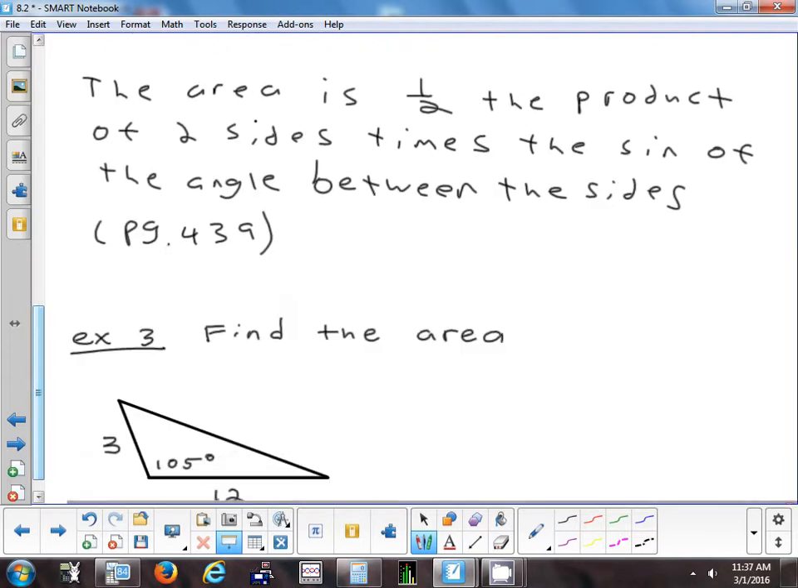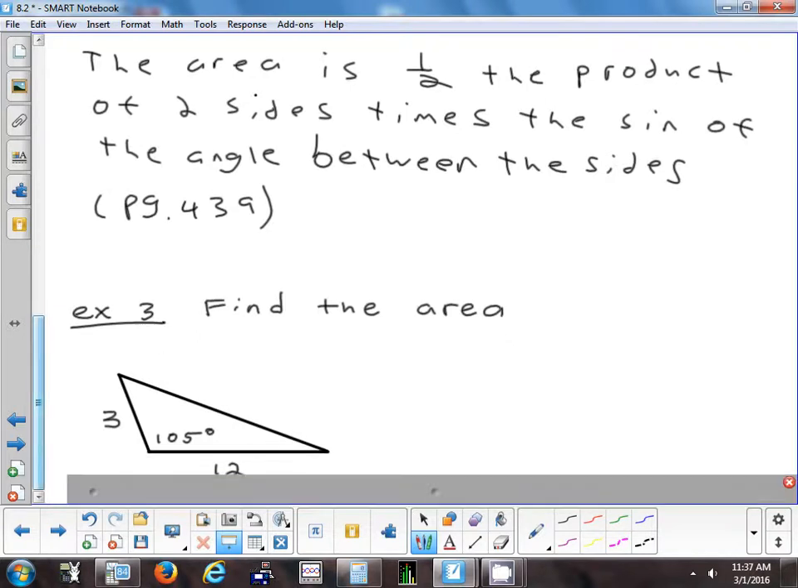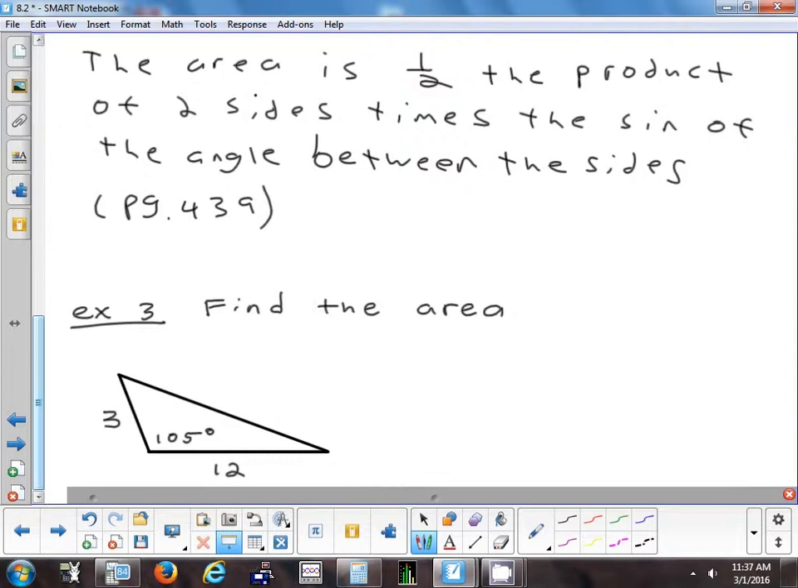And if you have a problem where things aren't labeled, I have no idea if 3 is A, B, or C. I don't know. So I can't pick which version of the formula I'm using. I just have to know the concept. So what would be my formula to find the area here, just using the general concept?